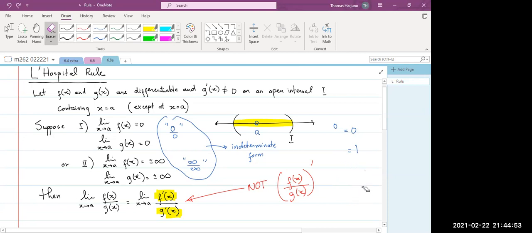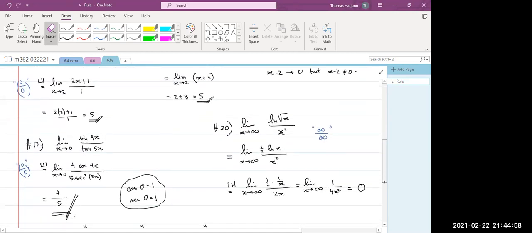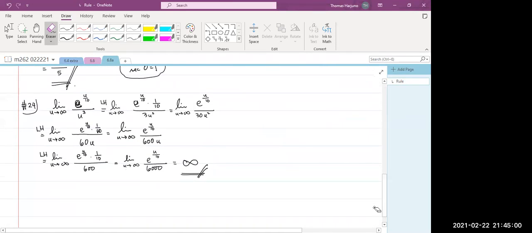Now, what the last example is showing is that it is possible you need to apply L'Hopital rule 3 times.